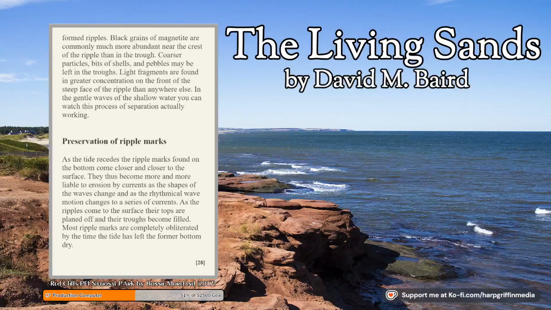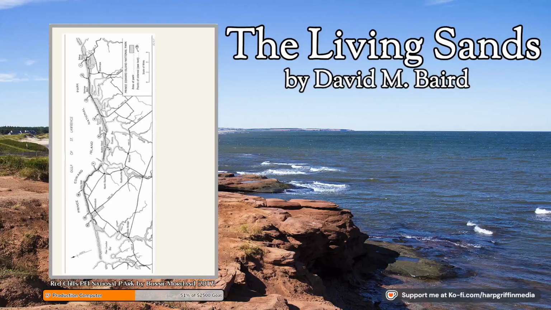In the gentle waves of the shallow water, you can watch this process of separation actually working. Preservation of ripple marks. As the tide recedes, the ripple marks found on the bottom come closer and closer to the surface. They thus become more and more liable to erosion by currents as the shapes of the waves change and as the rhythmical wave motion changes to a series of currents. As the ripples come to the surface, their tops are planed off and their troughs become filled. Most ripple marks are completely obliterated by the time the tide has left the former bottom dry.